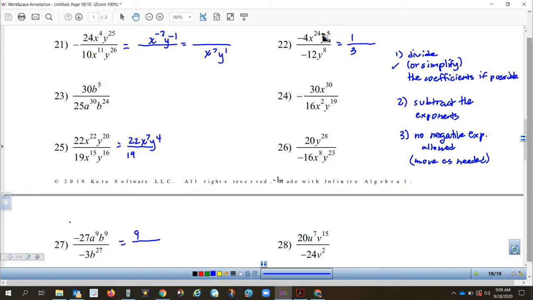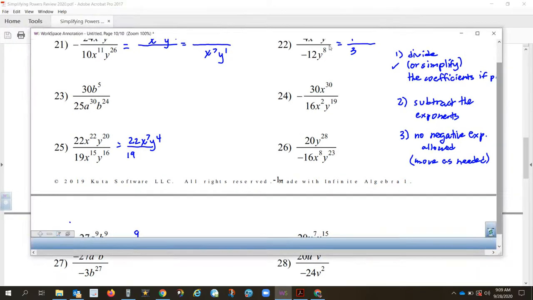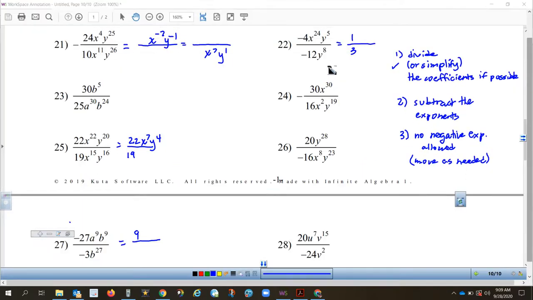For example, right here with the y's, if I did 5 minus 8, that's going to give me y to the negative 3, right? But if I do 8 minus 5, I'm going to get positive 3. So I simply say, where do I have more? Since I have more on the bottom, I'm going to subtract up. 8 minus 5 is 3, but I need to remember to keep my answer on the bottom, right?